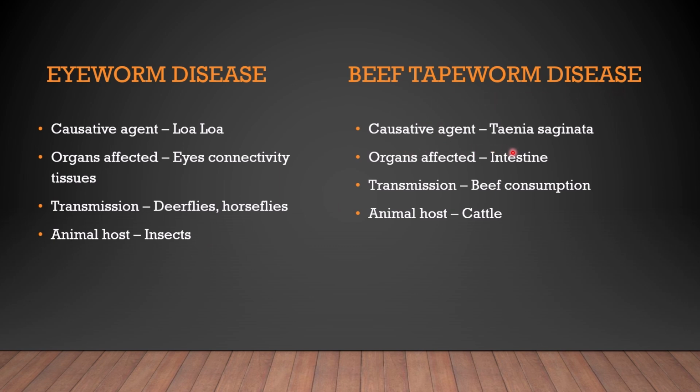Beef tapeworm disease. The causative agent is Taenia saginata. The organ affected is the intestine. Transmission is through beef consumption. The animal host is cattle.